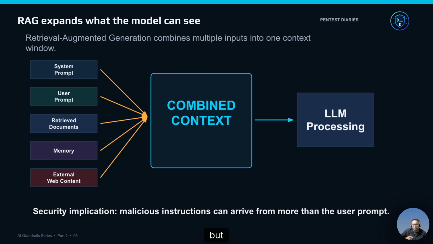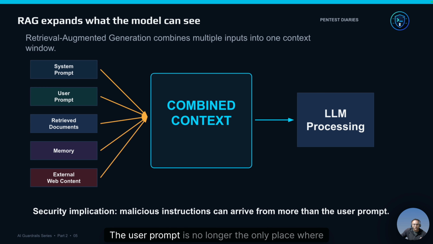That sounds simple, but look at what is actually entering the context window. We have the system prompt, instructions created by the application. We have the user's prompt, we have the retrieved document, we have the memory from the previous conversation, and sometimes we have context retrieved from external websites. All of those sources are combined into context and presented to the model. And now we arrive at the very important security problem.